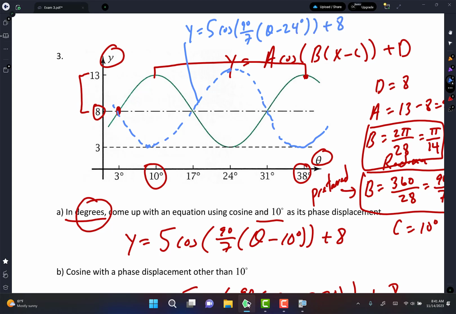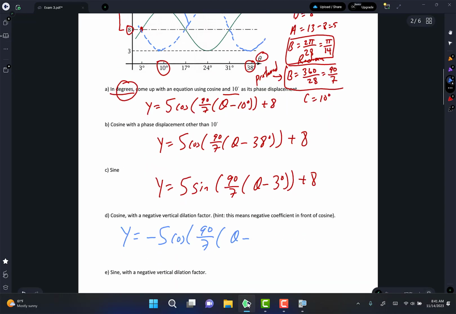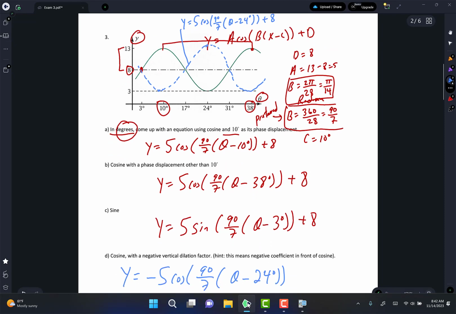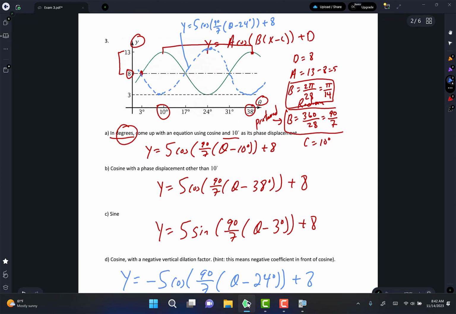Now, if I want that sky blue line to turn into the green one, all I got to do is put a negative in the front. If I put a negative, that reflects across the quote-unquote x-axis, I guess the midline if you want to say, and that max turns to a min. So what I'm trying to say is, if I want a negative, y equals negative 5 cosine 90 over 7, theta minus 24 degrees, close, plus 8. And if you put a negative, this max will turn into a min.